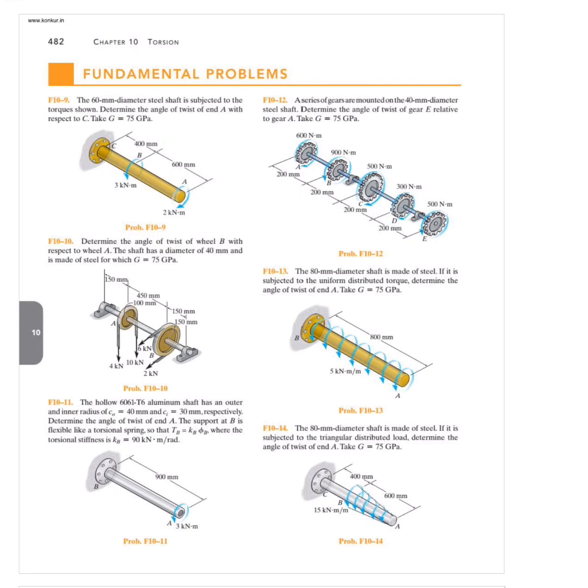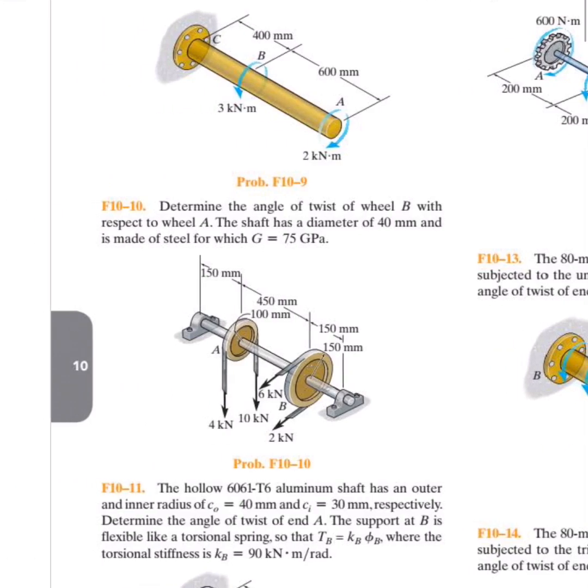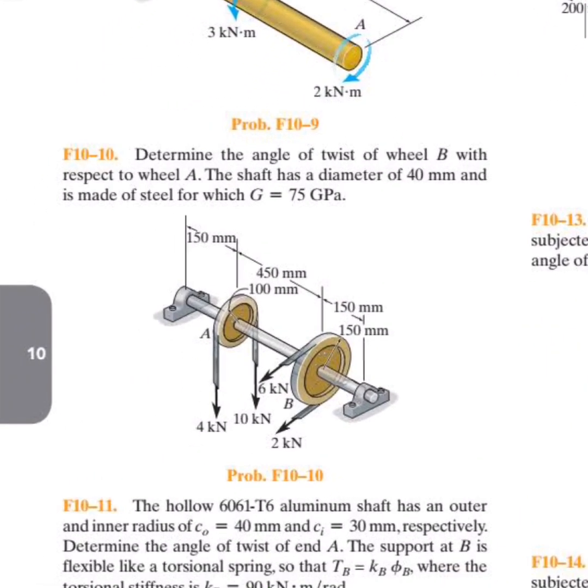So F10-10 says determine the angle of twist of the wheel B with respect to A. Let's zoom in on it. The shaft has a diameter of, and is made of steel. Basically, what it asks for is, let me draw here, the angle of this wheel with respect to this one. So it's not talking about any of this bearing here.